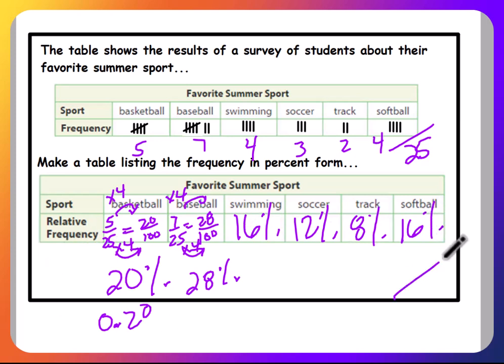You can check your answer by going through and adding all of the percents. 20% plus 28% plus 16 plus 12 plus 8 plus 16, and that's going to equal 100%. That's a way to double check to make sure that you changed everything to percents correctly.